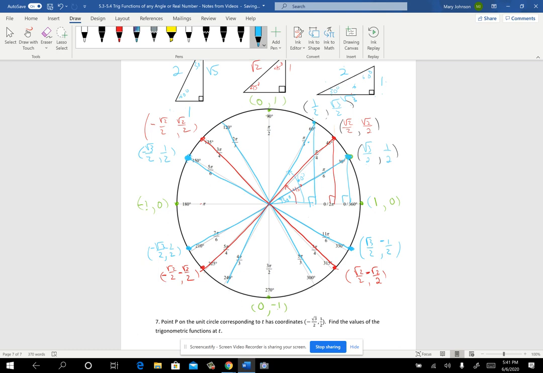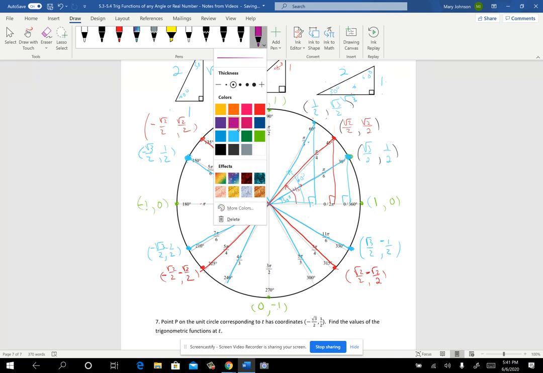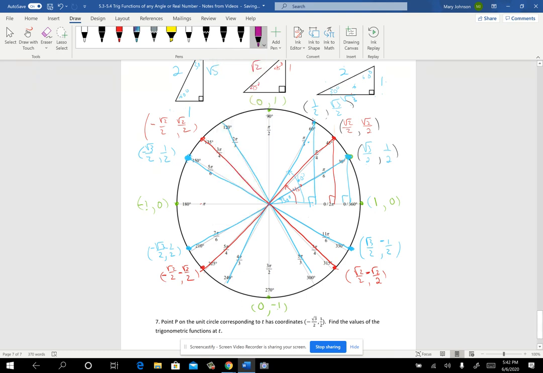All right, let me see if I can get another color. Let's do purple. Okay, so let me let purple be these guys, because they're related. Wish I had drawn that in purple originally. Okay, so these guys.